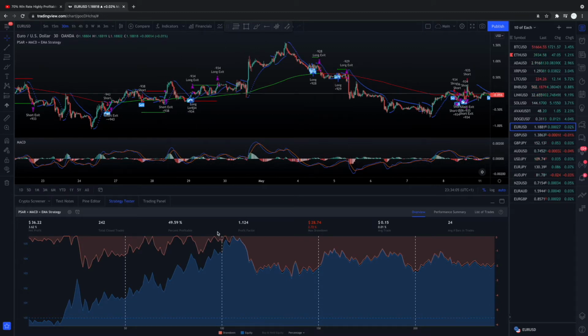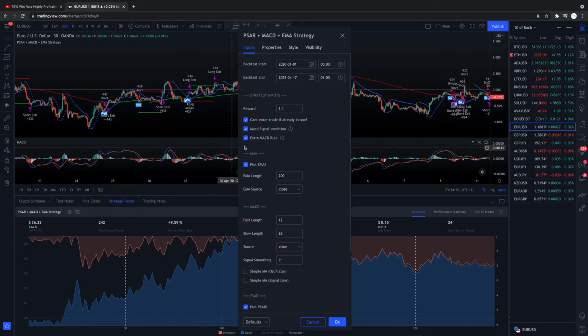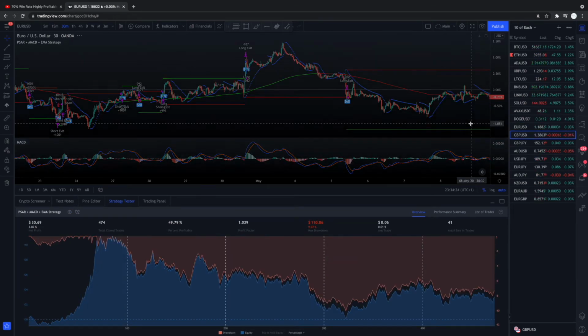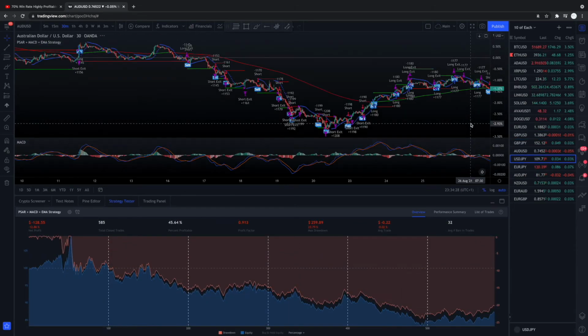Okay, still not great at all. But I've got an idea where I'm going to show you guys on 10 crypto assets and 10 forex pairs. Actually, let's just untick this. I'm going to quickly scroll through these so you can see how it does. I don't know if it's profitable on any of them, to be honest.